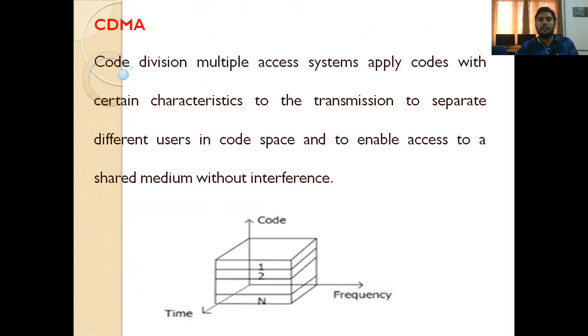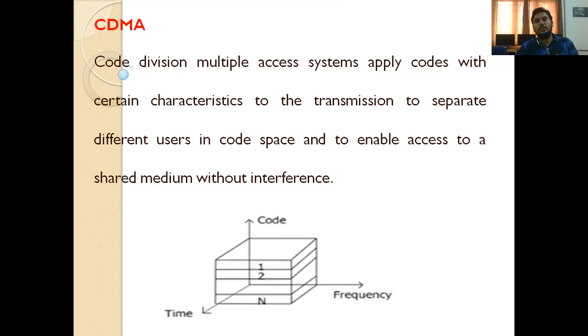In FDMA, frequency is divided. In TDMA, time is divided. In FDMA, multiple users transmit at a time by dividing the frequency, but they cannot use the entire bandwidth, so the bandwidth is much less compared with TDMA. Coming to TDMA, it is a time delay technique because at a time only one user transmits data, but he uses the entire bandwidth.